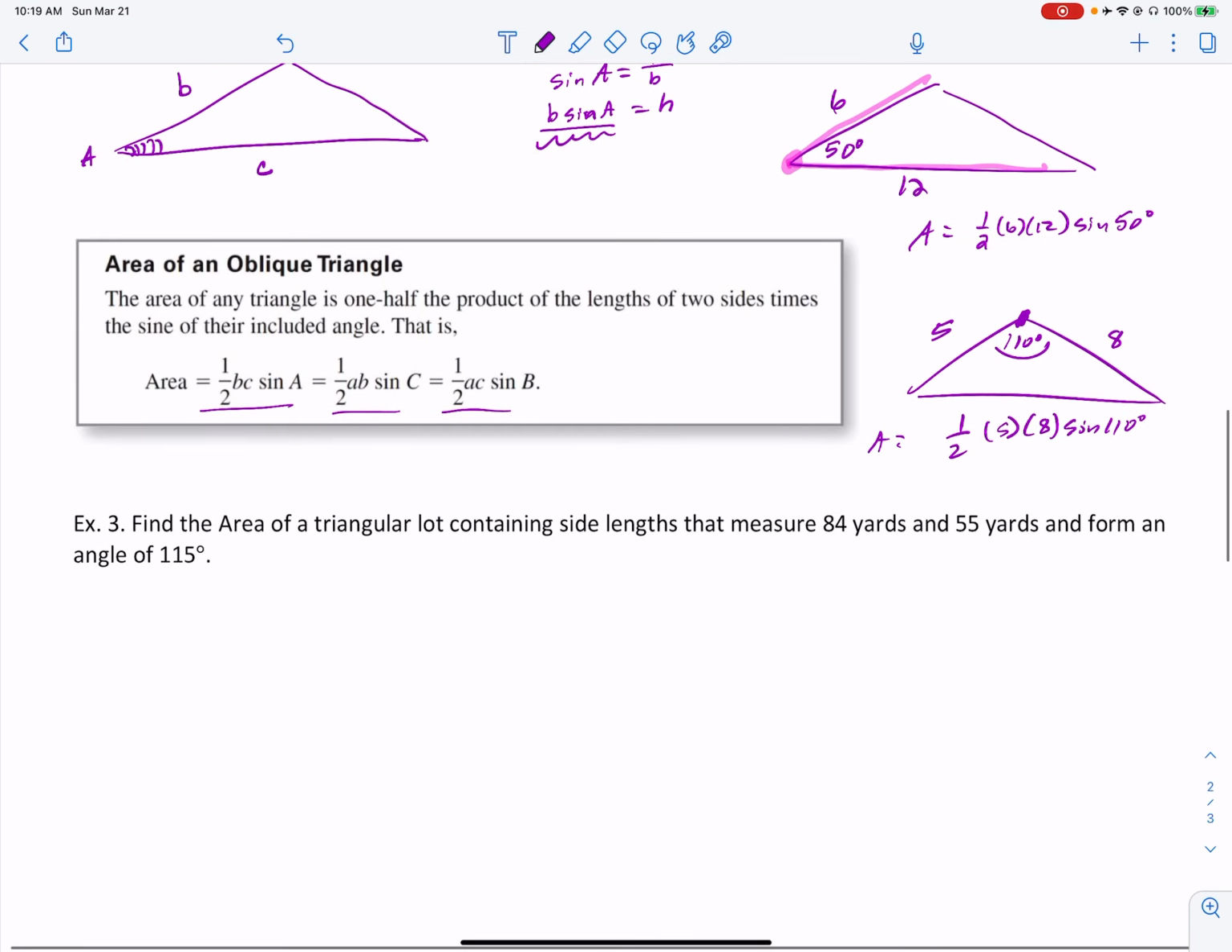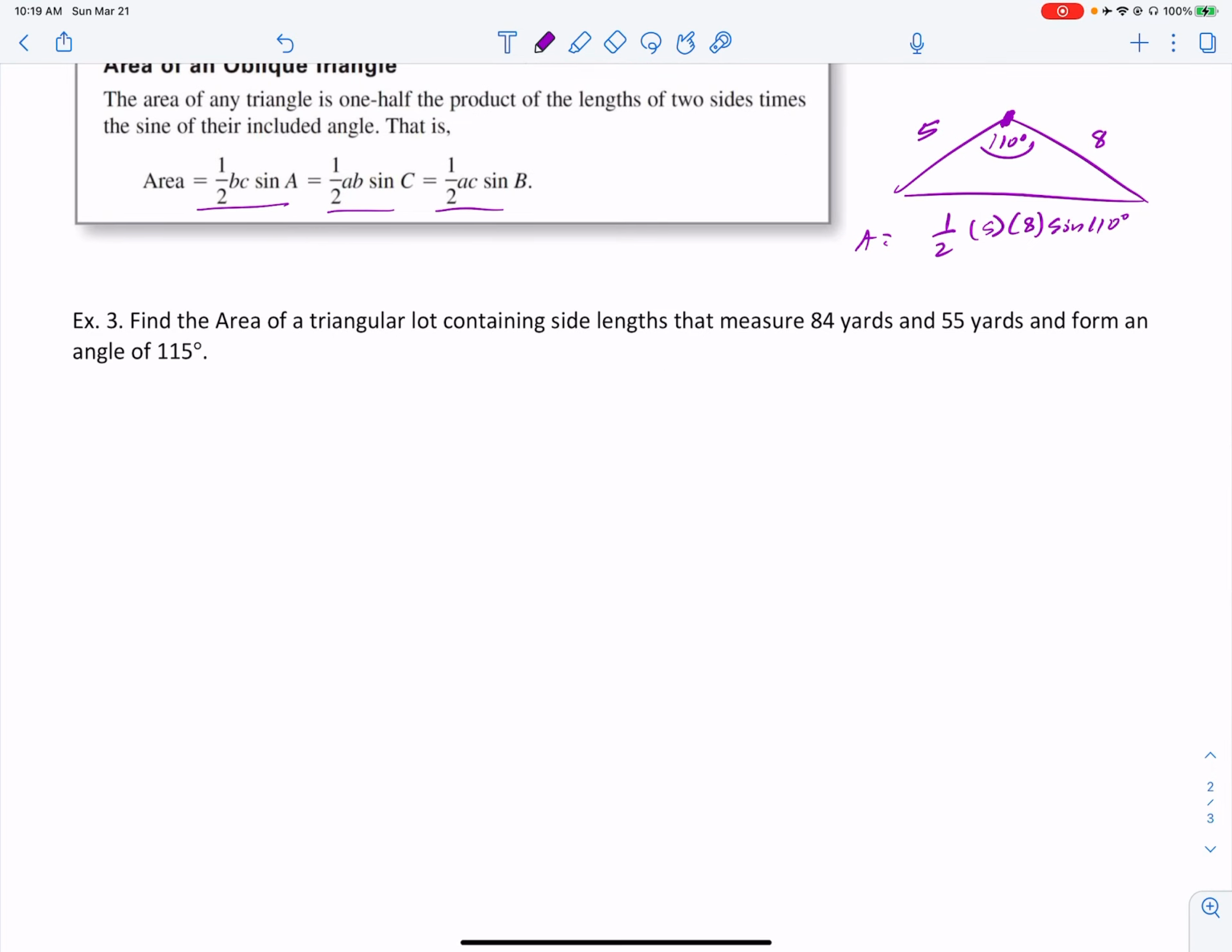All right, so here's an example for that. Example 3: find the area of a triangular lot containing side lengths that measure 84 and 55 and form an angle of 115 degrees. So there's my beautiful triangular lot. And obviously I don't draw to scale. I put the 84 on the shorter side, but it doesn't matter. The idea is that they both intersect right there, and that 115 degrees is created by those two sides.